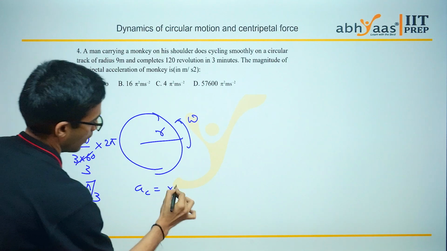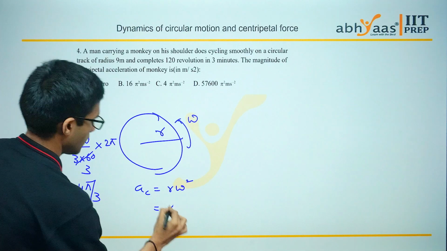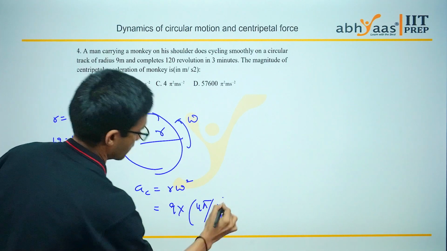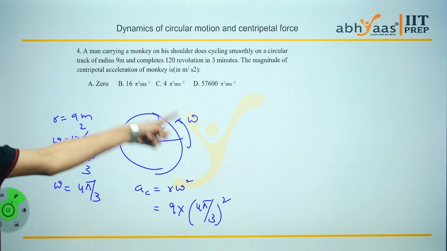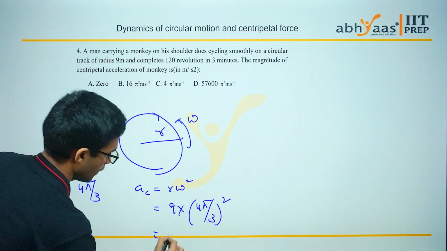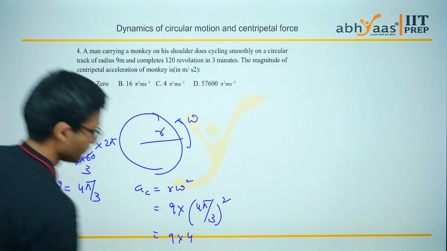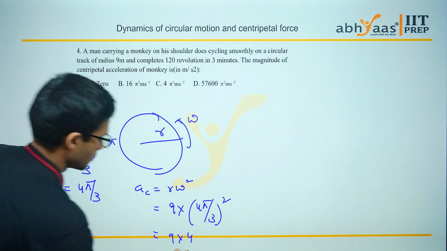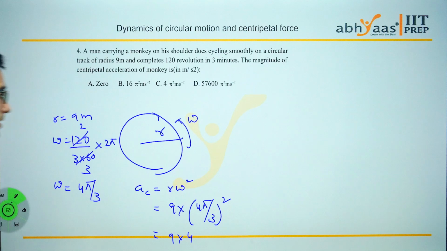AC is equal to R omega square. That is 9 into (4 pi by 3) square. So what will you get? It's there in the pi square, no need to calculate the pi square. 9 into 4. Square means what will you get?